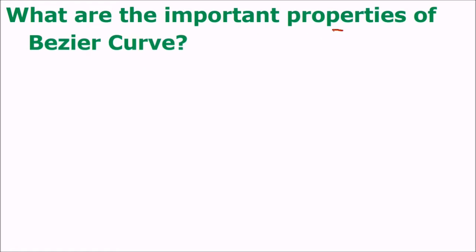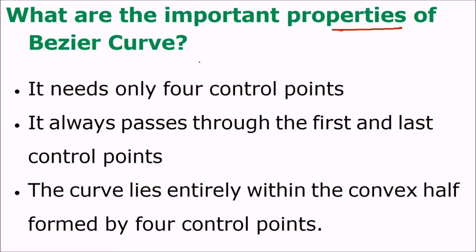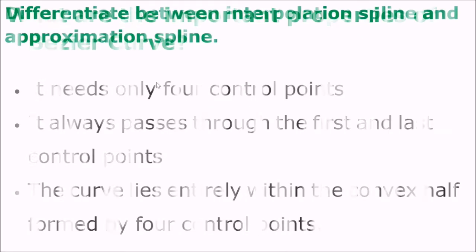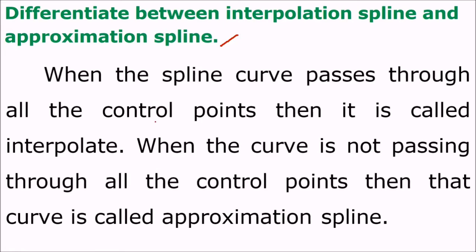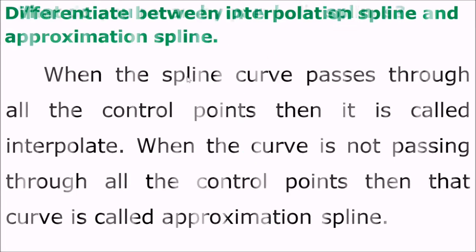What are the important characteristics or properties of a Bezier curve? First, the Bezier curve needs only 4 control points. It always passes through the first and last control points, and the curve lies entirely within the convex hull formed by the 4 control points. Differentiate between interpolation spline and approximation spline. When the spline curve passes through all the control points, it is called interpolation. When the curve does not pass through all the control points, the curve is called an approximation spline.